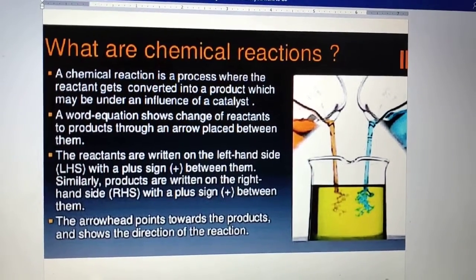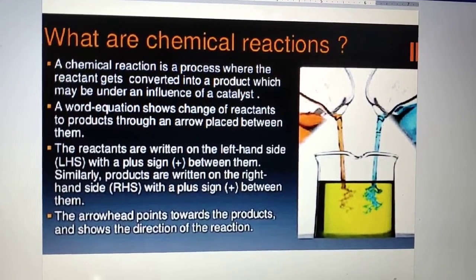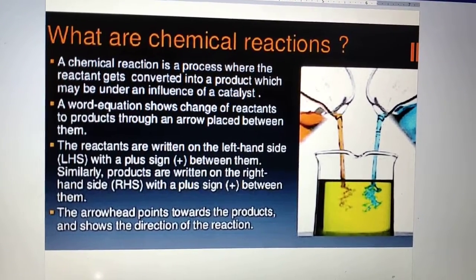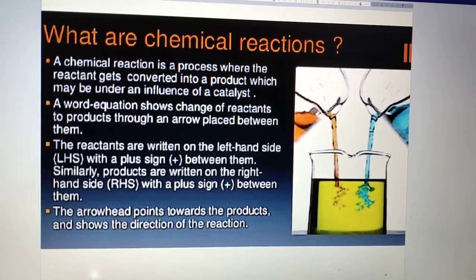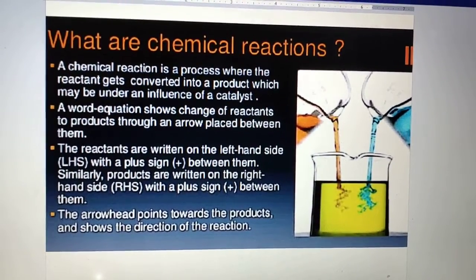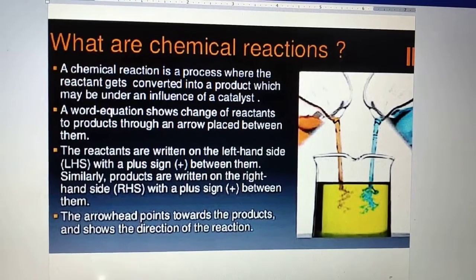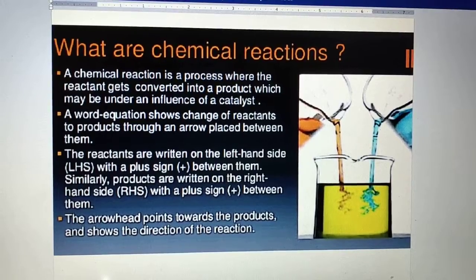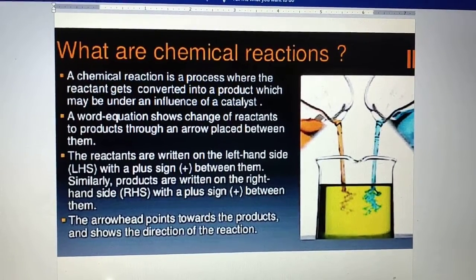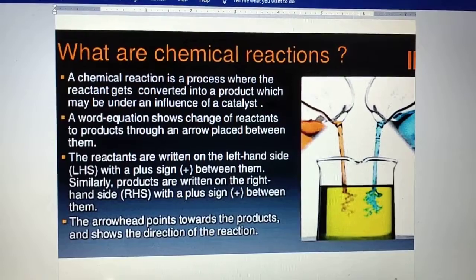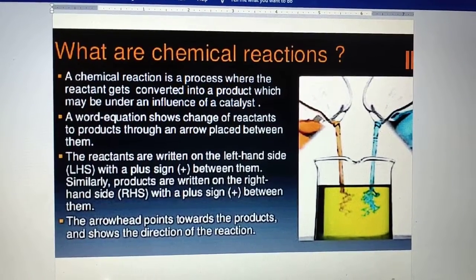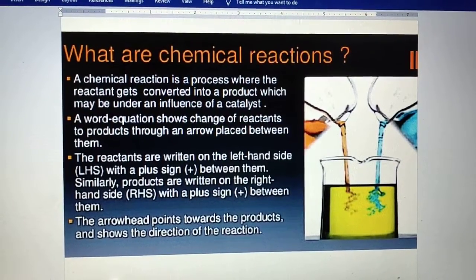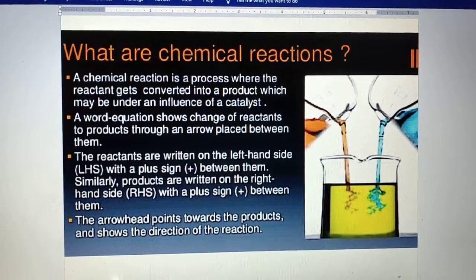First of all, what do you understand by chemical reaction? A chemical reaction is a process where the reactants get converted into a product, which may be under the influence of a catalyst. A word equation shows change of reactants to products through an arrow placed between them. Example, we want to make tea, we add sugar, tea, milk and water. On heating, it turns into tea.